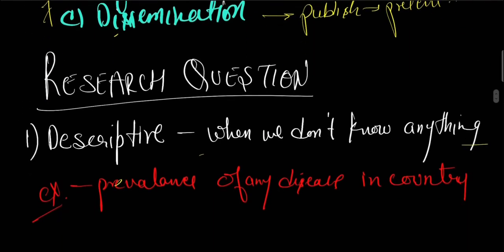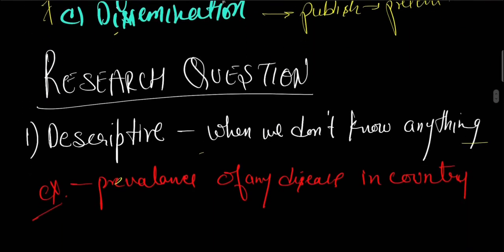Next, we'll talk about the research question. This is the basic and the first thing we do in research. The question can be of 3 types. First, descriptive.